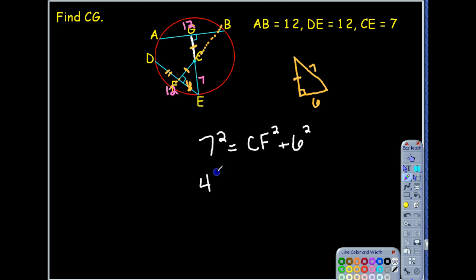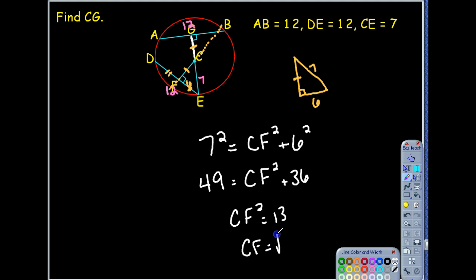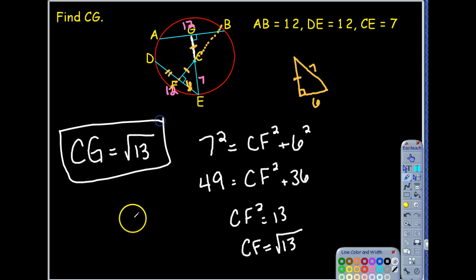So you're going to get 49 and then 36. When I subtract that, I get CF squared equals 13. So CF is the square root of 13. Now that's as exact as we can get. That's just CF. They ask for CG. But we already said CG and CF are the same. So CG is also the square root of 13. And notice that they don't have units on anything here, so we can leave it in that exact form of just radical 13. Look at all of those relationships that we've learned today within one circle. Kind of amazing.